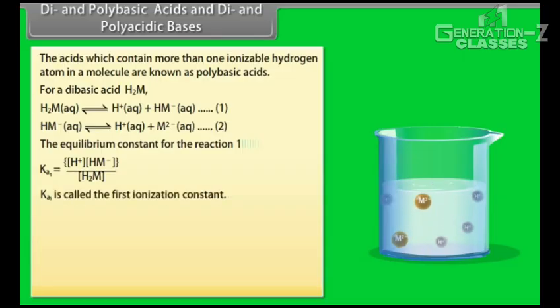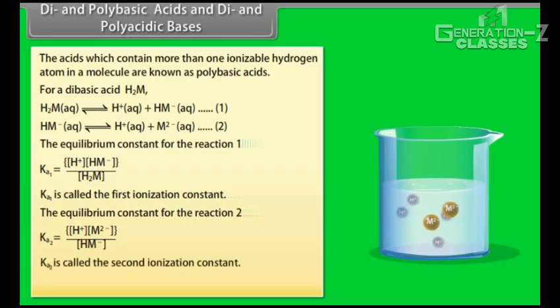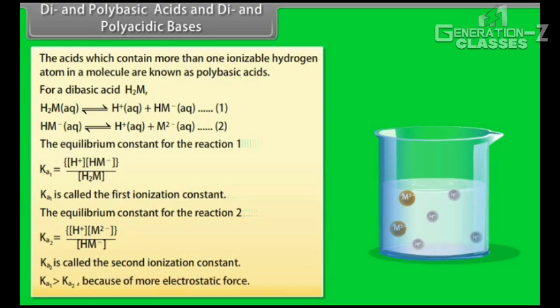Ka1 is called the first ionization constant. The equilibrium constant for reaction 2, Ka2, is equal to H plus into M squared minus by HM minus. Ka2 is called the second ionization constant. Ka1 is greater than Ka2 because of more electrostatic force.